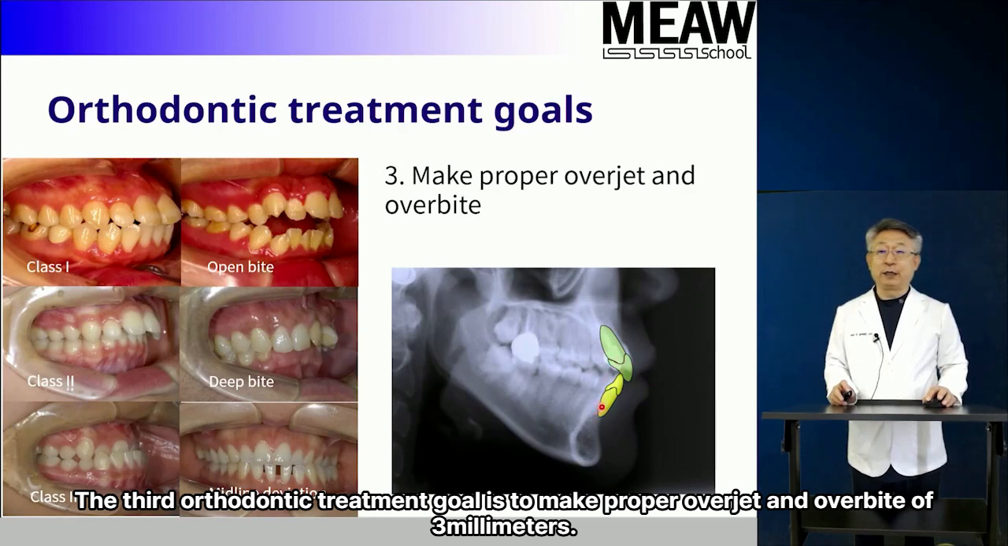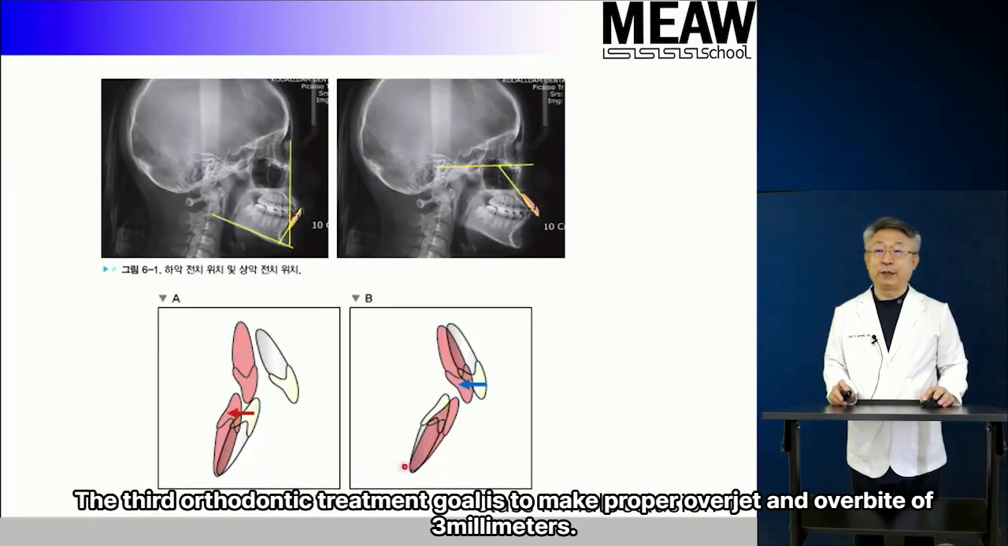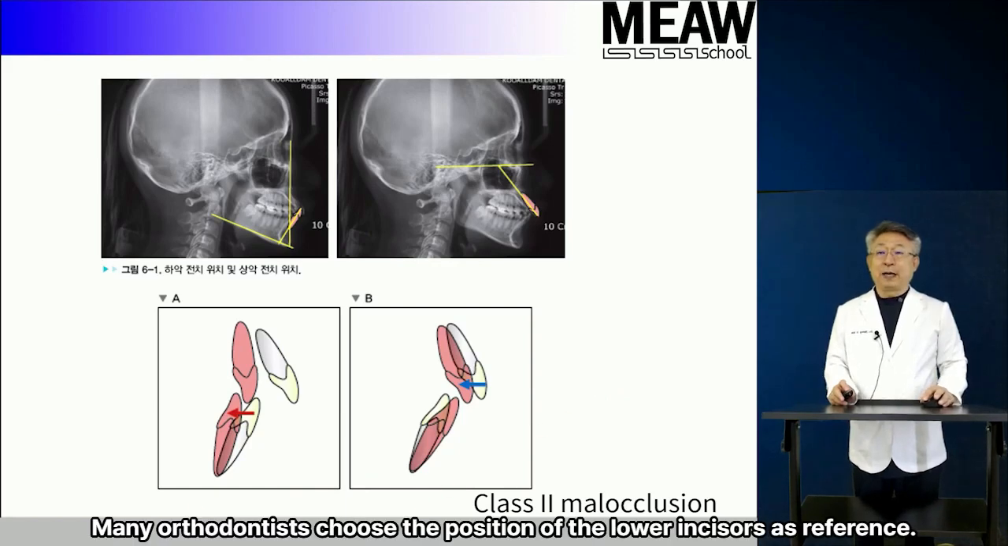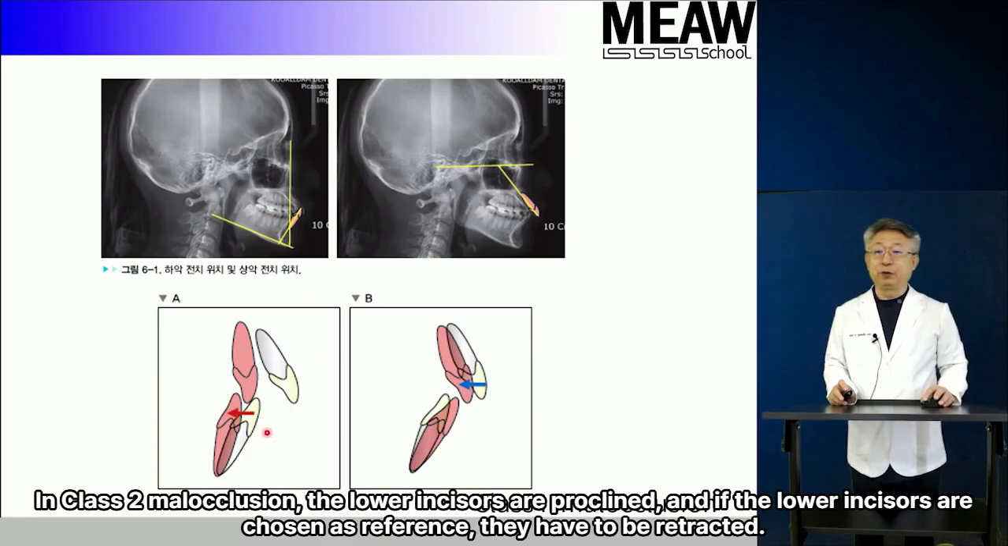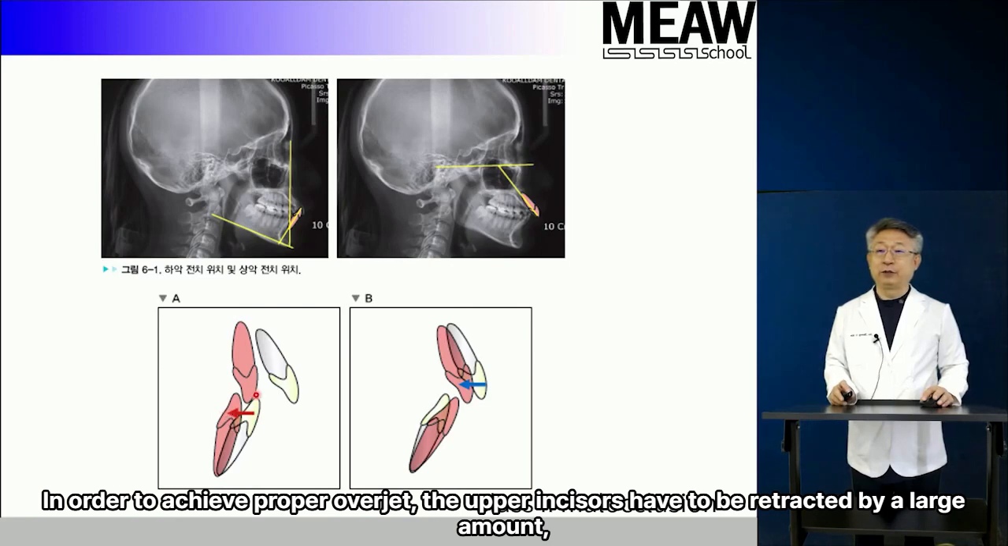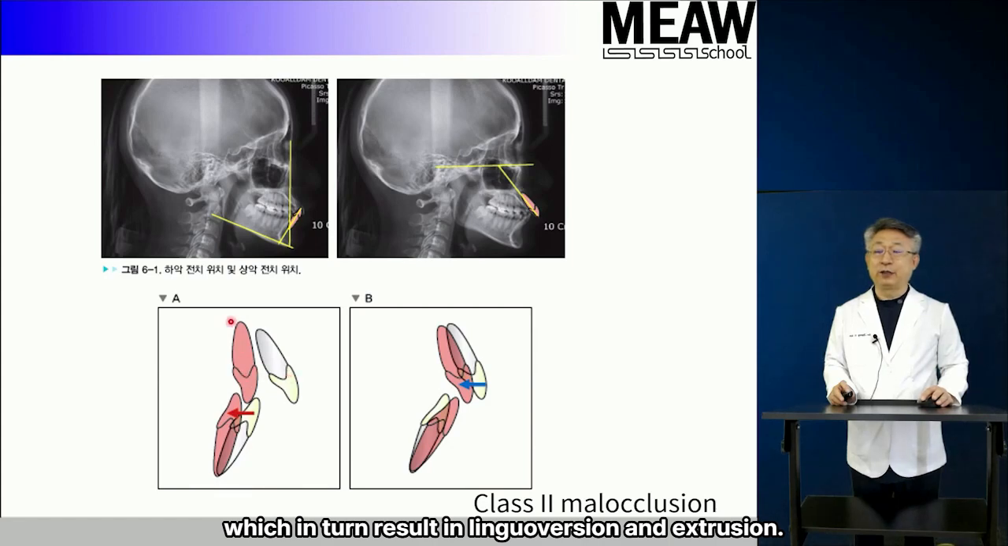The third orthodontic treatment goal is to make proper overjet and overbite of 3 mm. Many orthodontists choose the position of the lower incisors as reference. In class 2 malocclusion, the lower incisors are proclined, and if the lower incisors are chosen as reference, they have to be retracted. In order to achieve proper overjet, the upper incisors have to be retracted by a large amount, which in turn results in linguversion and extrusion.